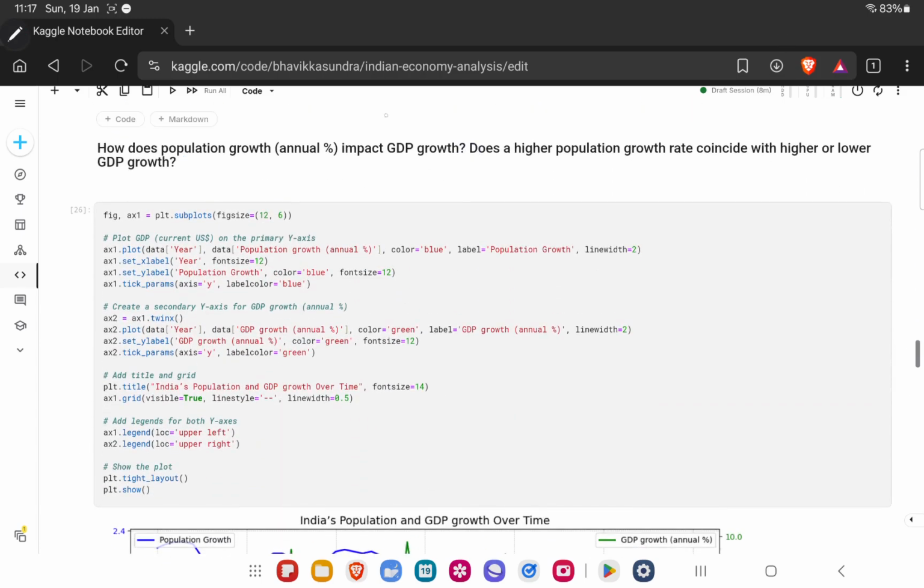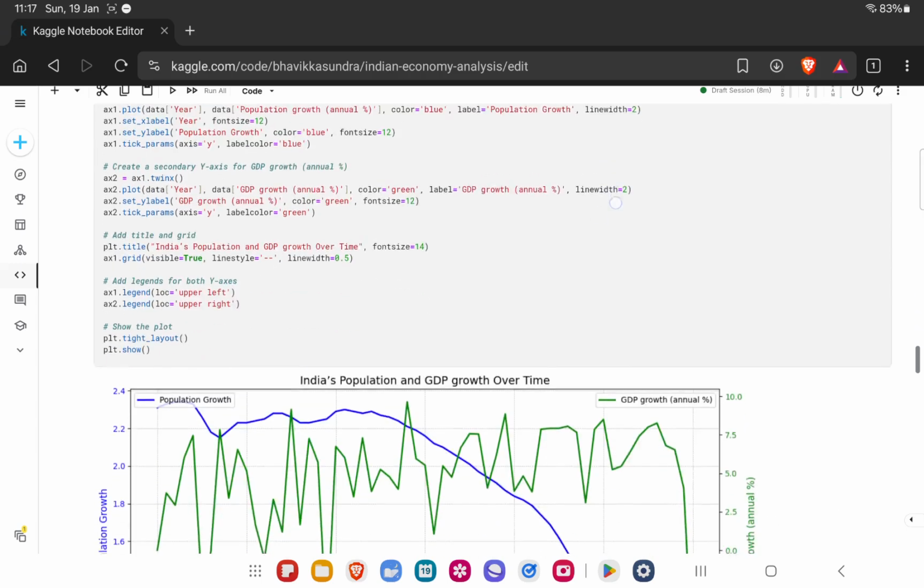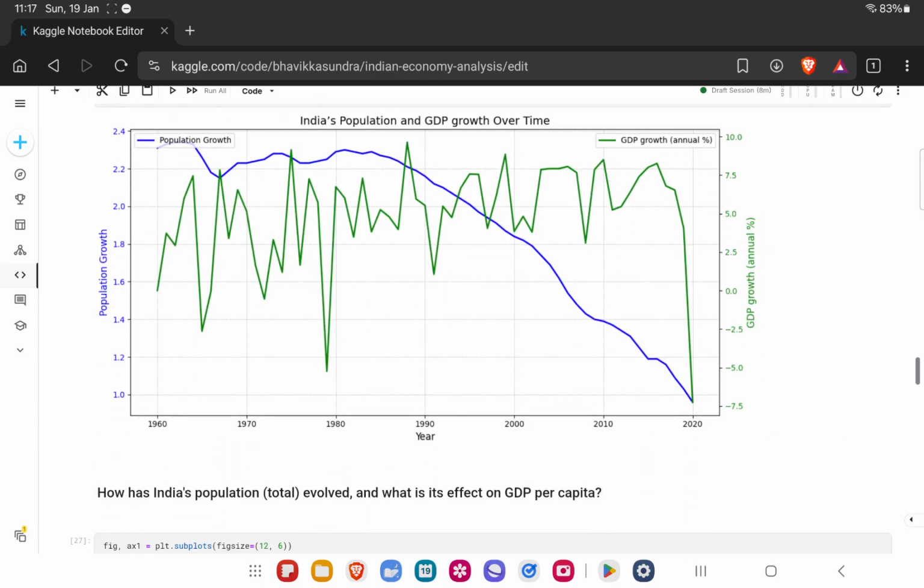How does population growth impact GDP growth? Does a higher population growth rate coincide with higher or lower GDP growth? It means it will be lower. The population growth has been declining, meaning the growth percentage is decreasing, but the population itself still increases. The population will continue to grow.